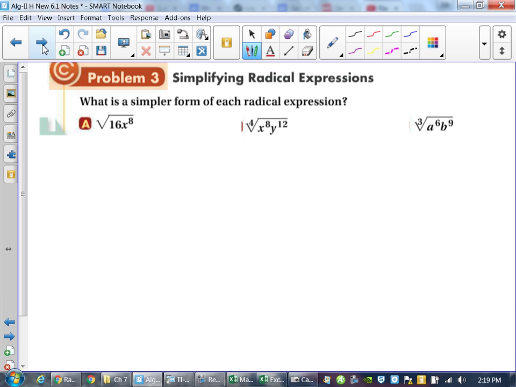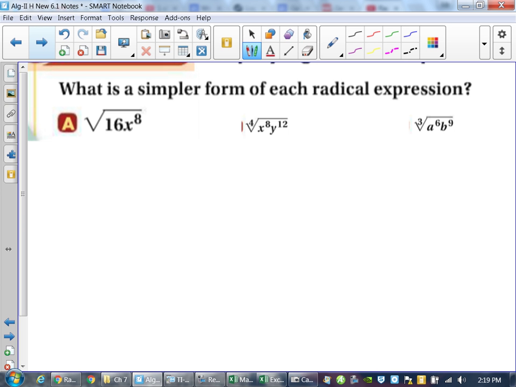So we can use that in these types of problems. If we assume that all of these are positive, what's the square root of 16x to the 8th? 4x to the 4th. Because all you're doing is you're taking the square root of 16, 4, and the square root of x to the 8th.